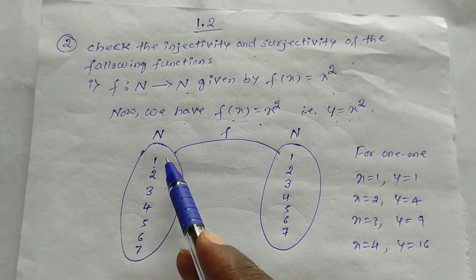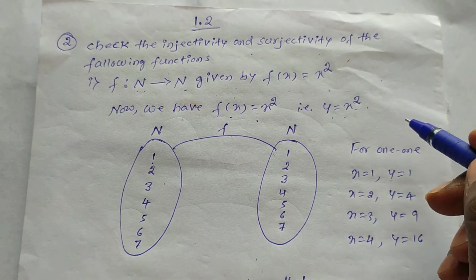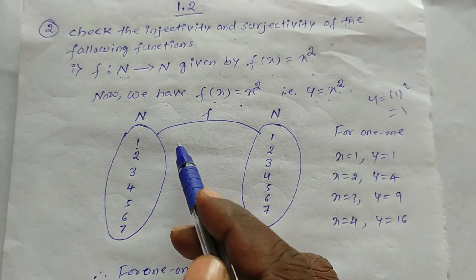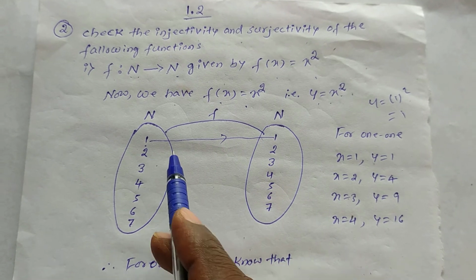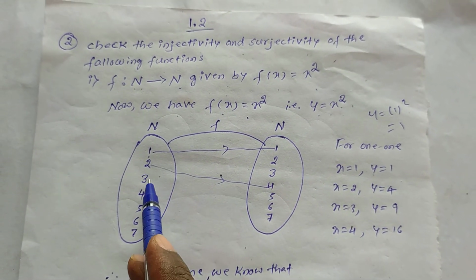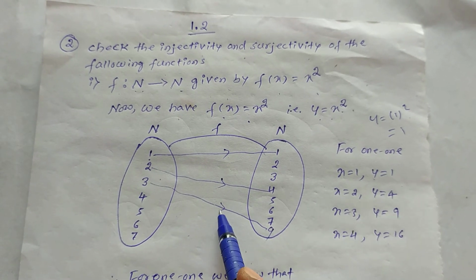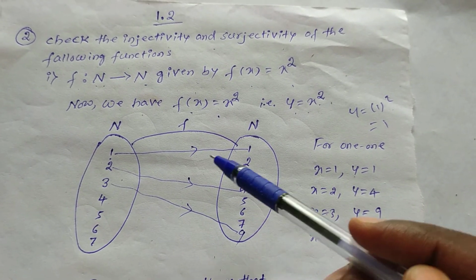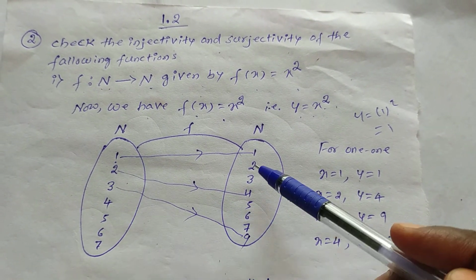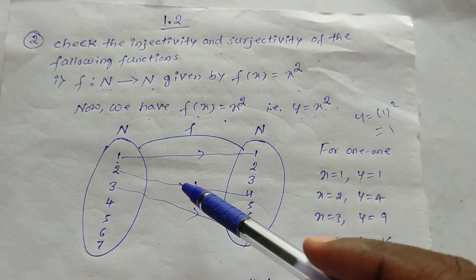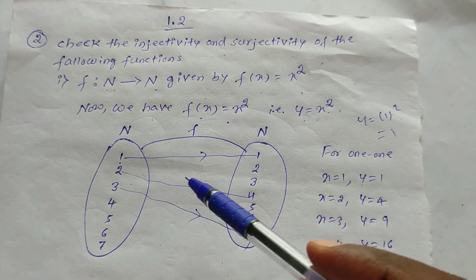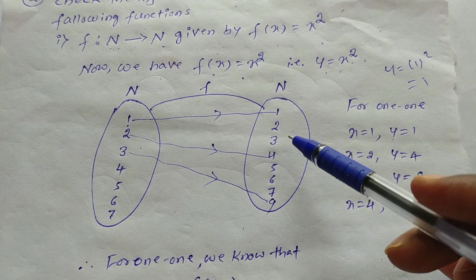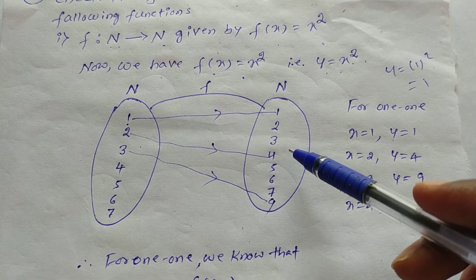So when x is equal to 1, what do we get? 1 square is equal to 1, so y is also 1. When x is equal to 2, y is equal to 4. When x is equal to 3, y is equal to 9. For every value of x in domain N, there is a y in codomain N. Therefore this function is one-one. If x is equal to 4, we get y is equal to 16. 16 exists because 16 belongs to natural numbers, but I didn't write it here, so you have to imagine that 16 exists.